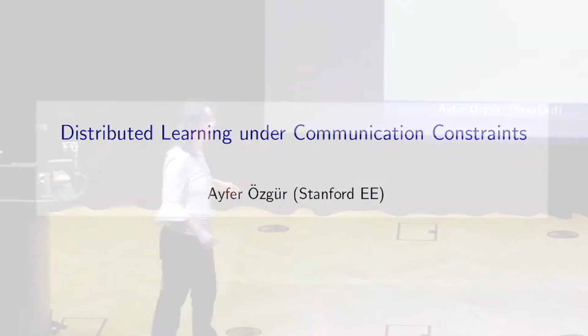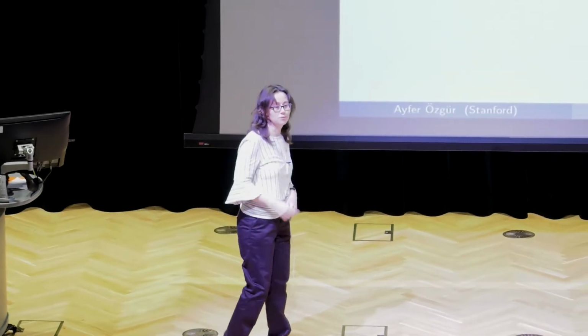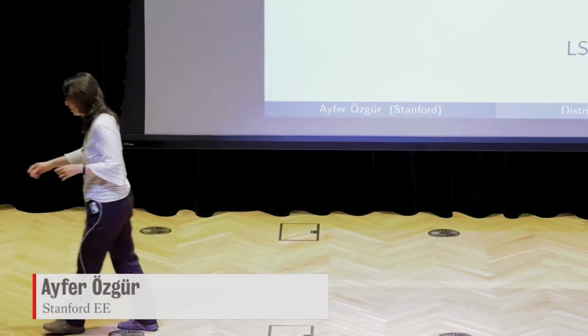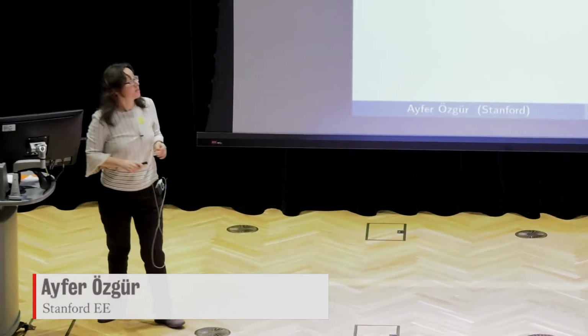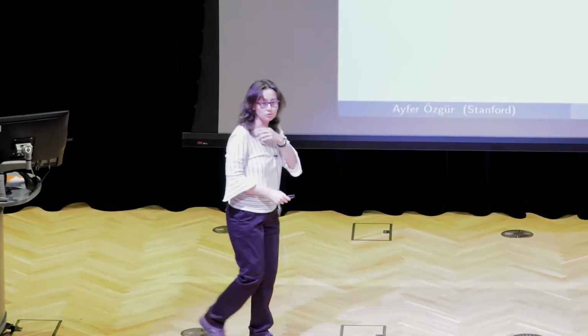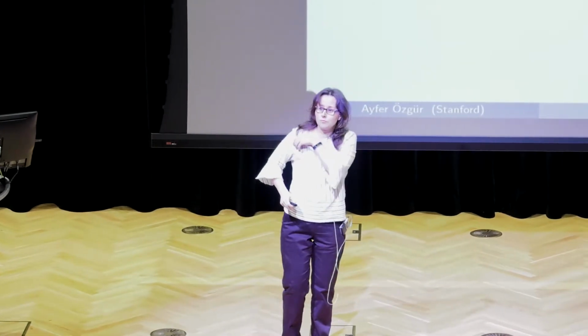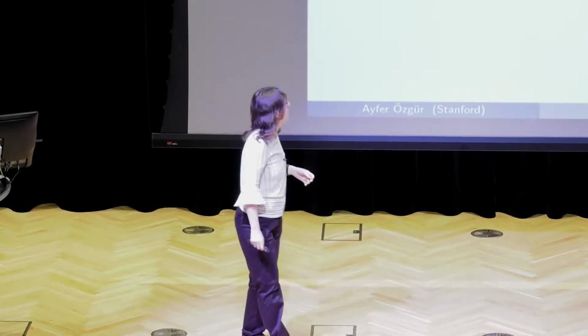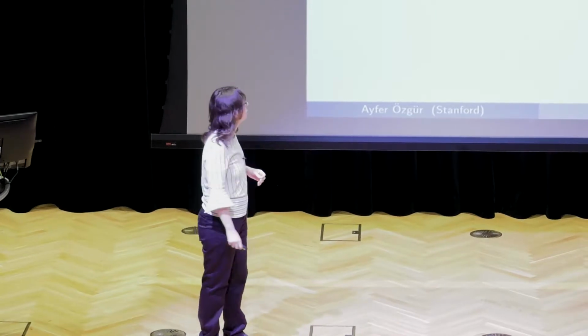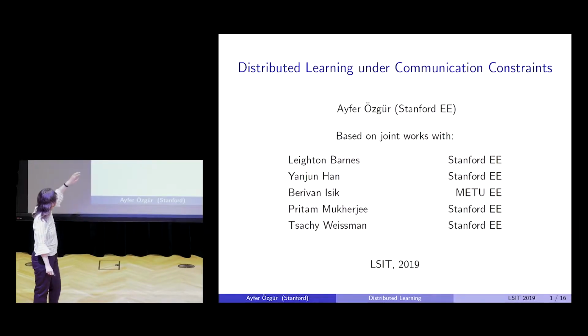So in this talk, I will discuss an information theoretic approach to distributed learning under communication constraints. And this is based on a few papers that were published in machine learning and information theory venues that were jointly co-authored with different subsets of these 5 people here.